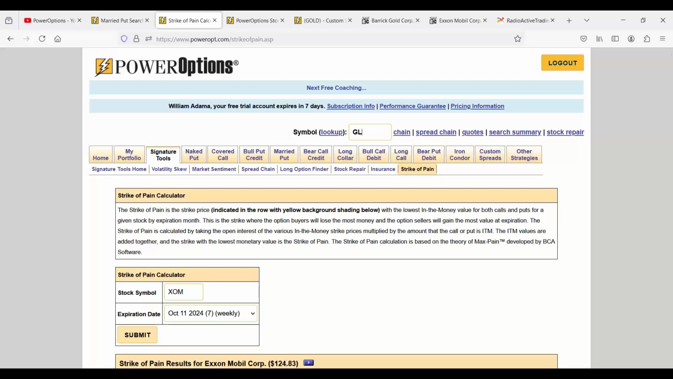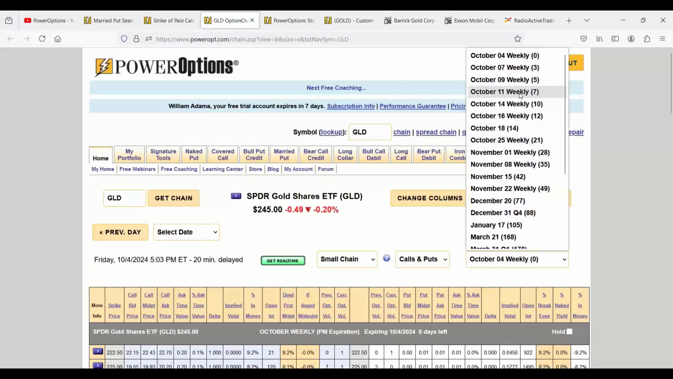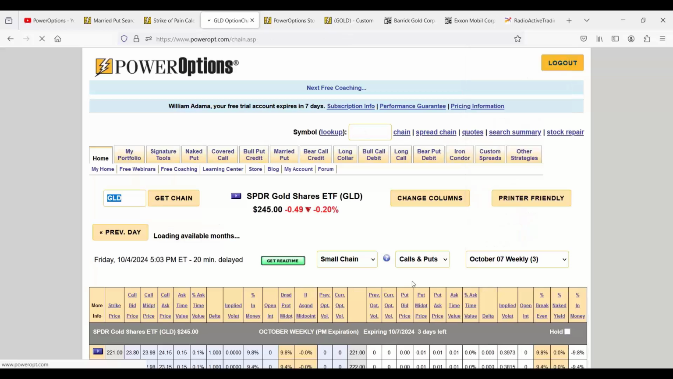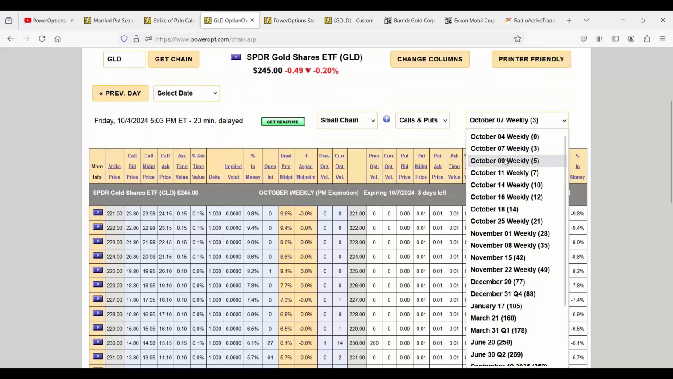I just wanted to go to GLD real quick, guys. Let's go to the chain. Let's go to, yep, there it is. So October 7th, Wednesday expiration, 3 days out. Standard. Oh, my apologies. GLD is the one that's Monday, Wednesday, Friday now. And then 14th, 16th, 18th, 25th, and it stops there. And then it just goes to weekly. So you have 2 weeks of Monday, Wednesday, Friday expirations.